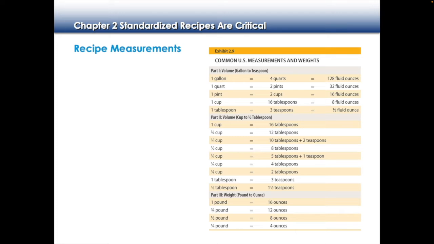Okay, so going back to this chart, we see some common conversions that you might see. 1 quart equals 2 pints equals 32 fluid ounces. So 1 quart is 32 fluid ounces. If you multiply that times 4, you got 128. 1 pint equals 16 fluid ounces.